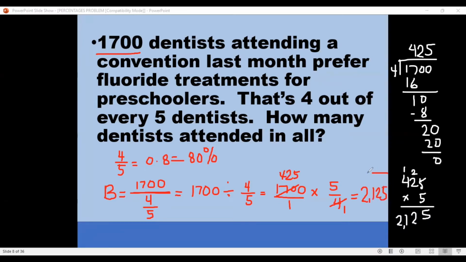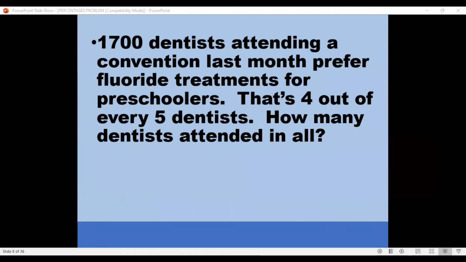2,125 dentists. Okay, so 2,125 dentists came, and 4 out of every 5 dentists, so there are 1,700 out of the total of 2,125 who prefer the fluoride treatments for the preschoolers. Okay, so again, that is finding the base. Let's have another example.